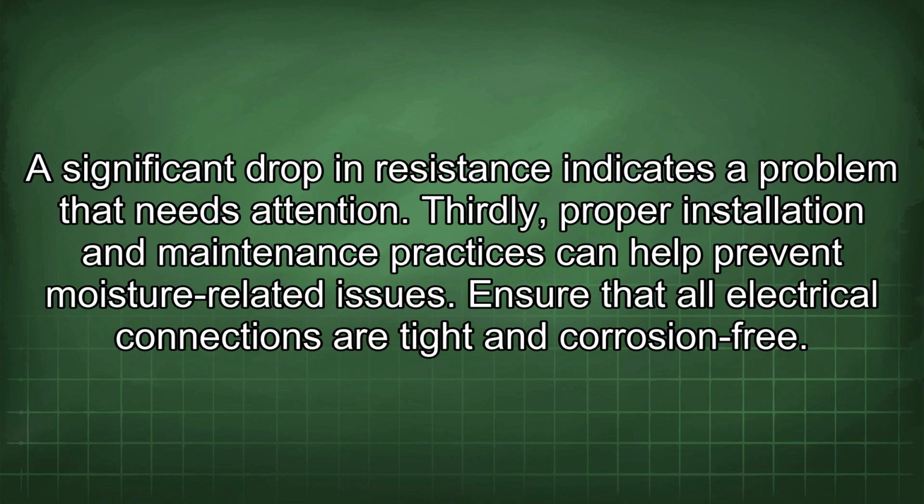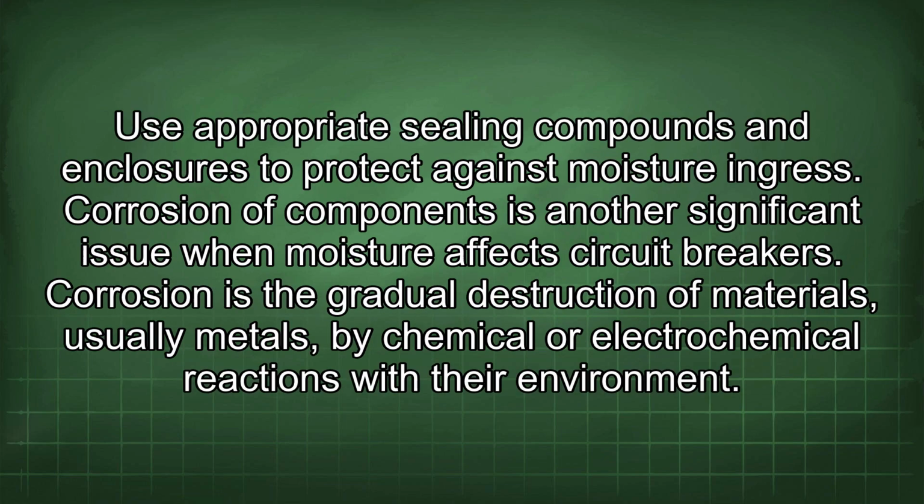Thirdly, proper installation and maintenance practices can help prevent moisture-related issues. Ensure that all electrical connections are tight and corrosion-free. Use appropriate sealing compounds and enclosures to protect against moisture ingress. Corrosion of components is another significant issue when moisture affects circuit breakers.